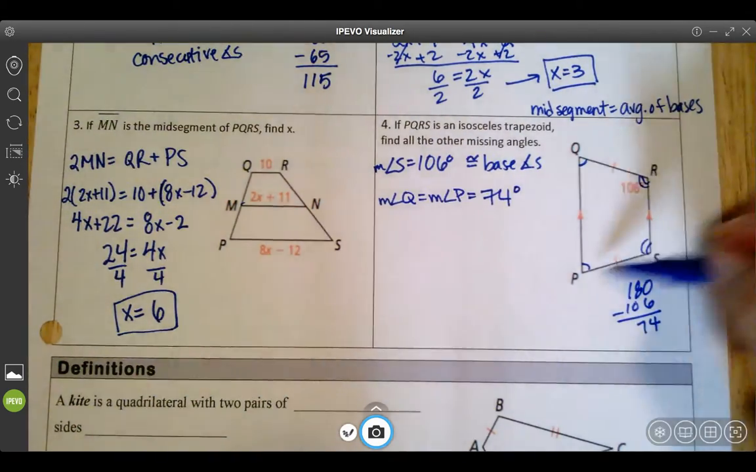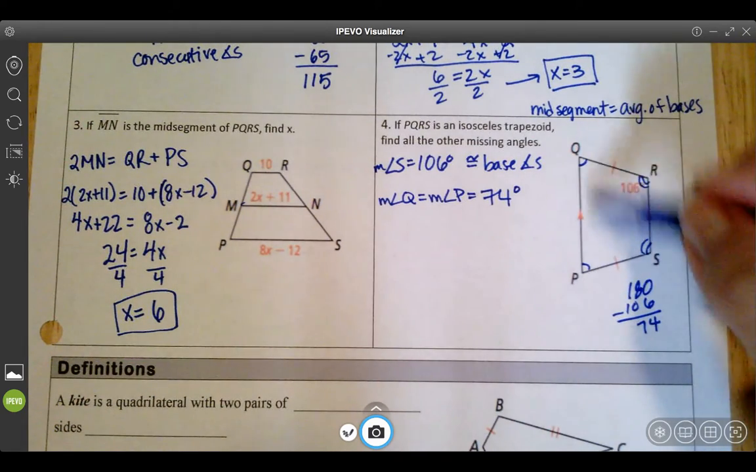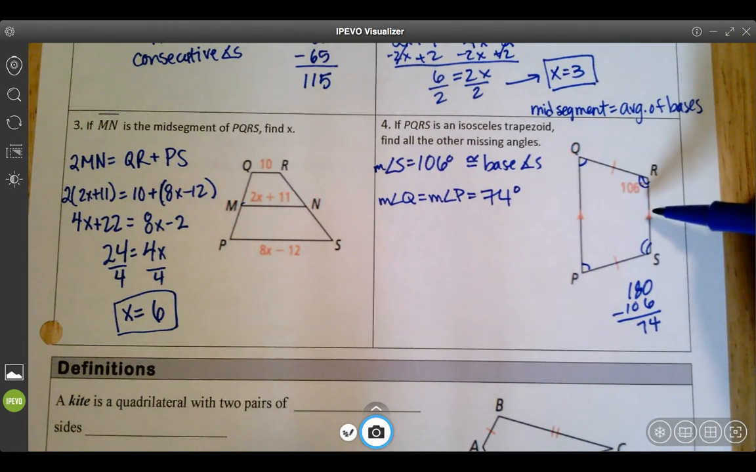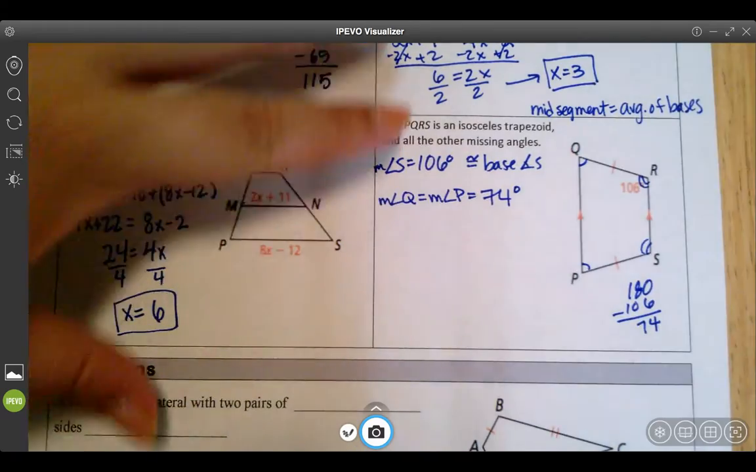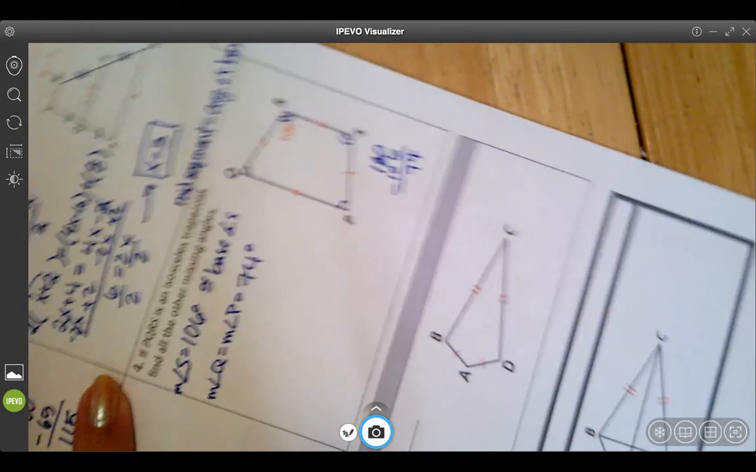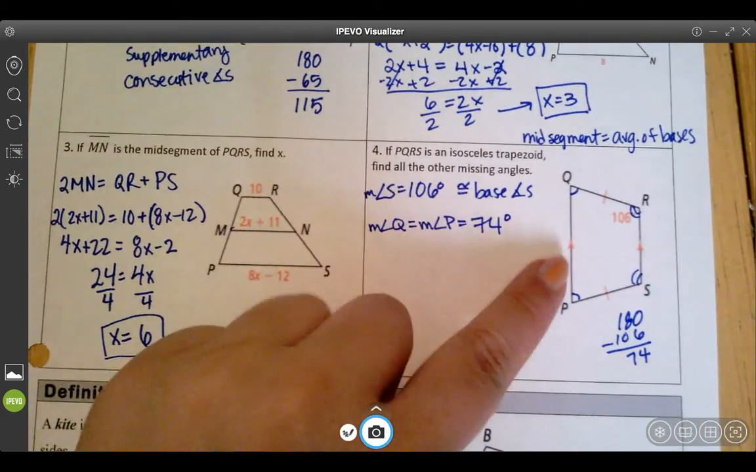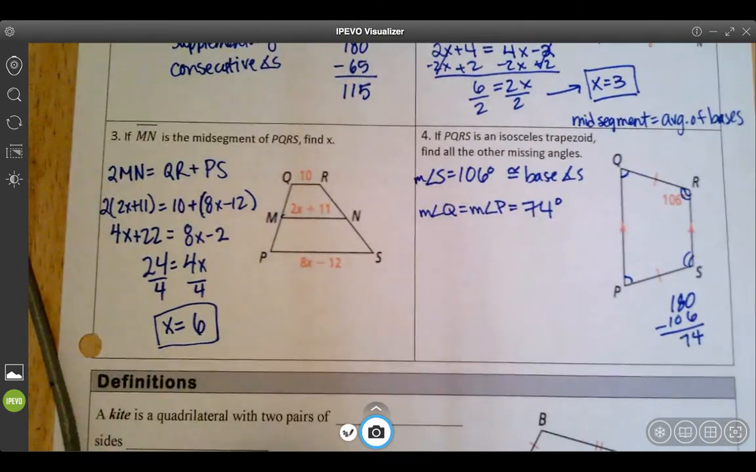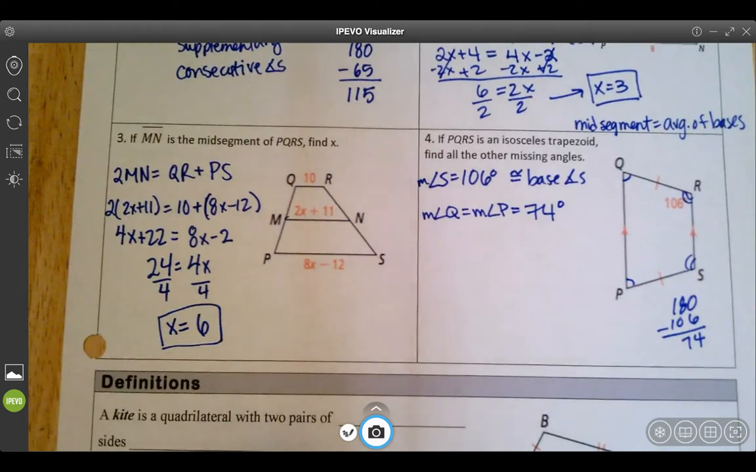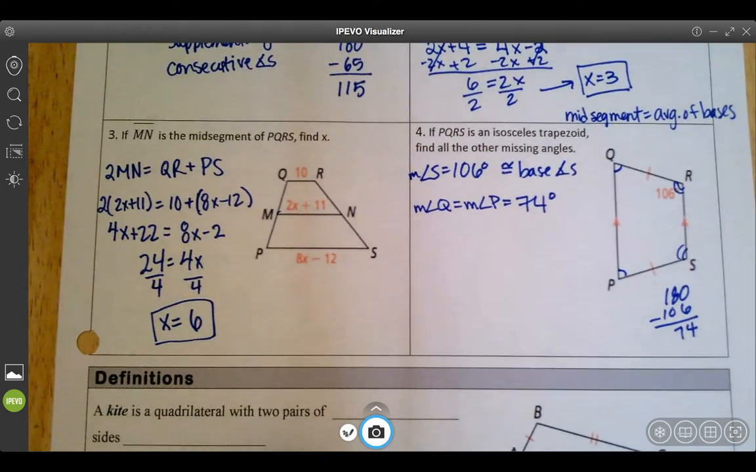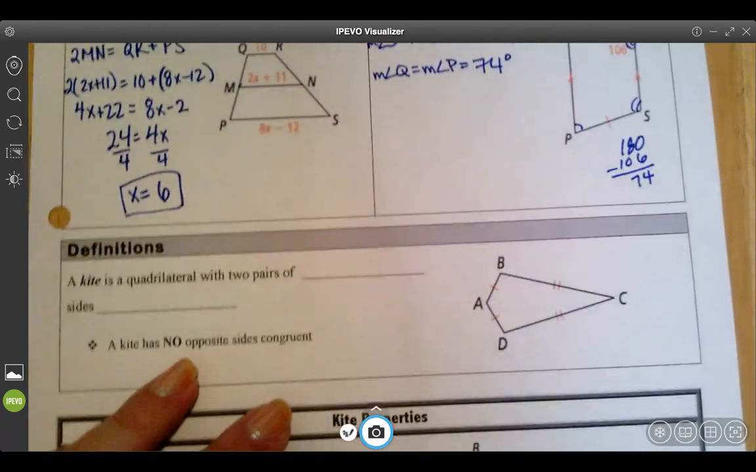If it confuses you to look at your trapezoids on the side because the parallel lines are vertical now instead of horizontal, you can always turn the page. Or, if you prefer, you can redraw your trapezoid. Okay. So that's trapezoids.